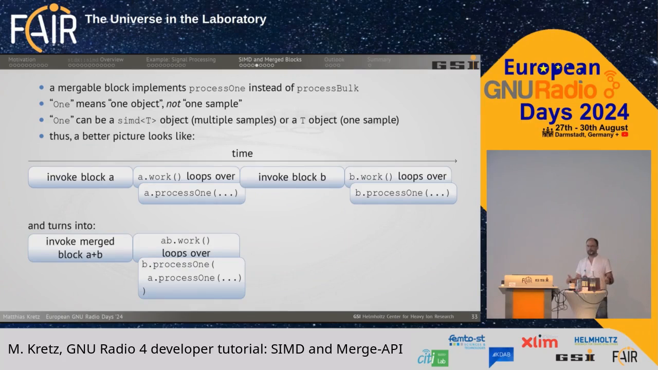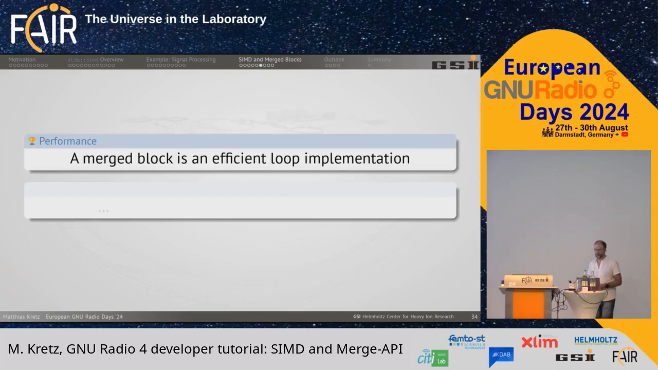And if those functions are inlined, this is merged into a single process one function at compile time. And you get all the optimization you could ever get. This is writing the whole thing as one loop. You can't do this any better. The merged block is this efficient loop implementation that you would otherwise do if you don't have this.